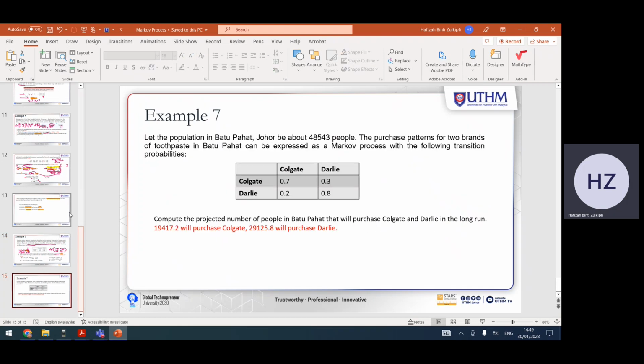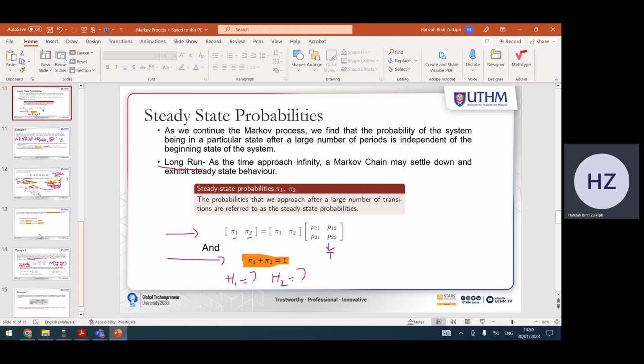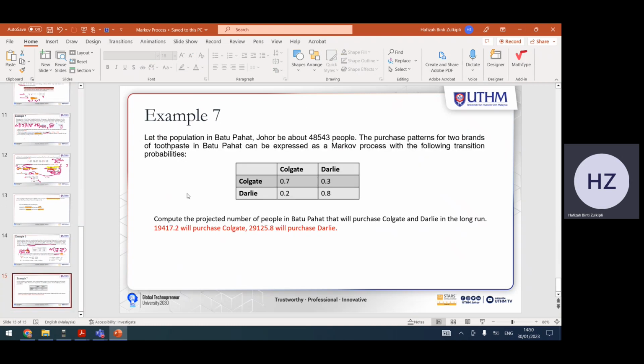Then we have another example. It gives you the values here. They want to project the number of people in the long run, so you need to use the steady state formulations again. I will leave it to you to solve this problem.